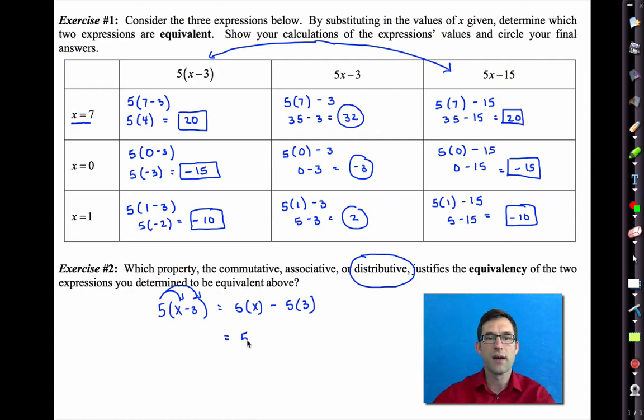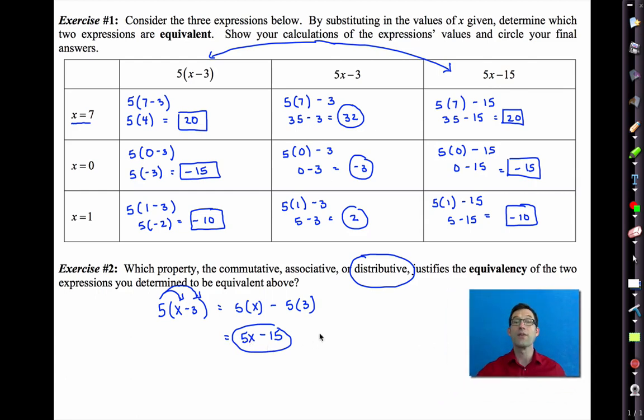5 times x, not much I can do with that, just 5x. And then 5 times 3, 15. So in fact, 5 times x minus 3 and 5x minus 15 are the same, and that's justified by the distributive property.